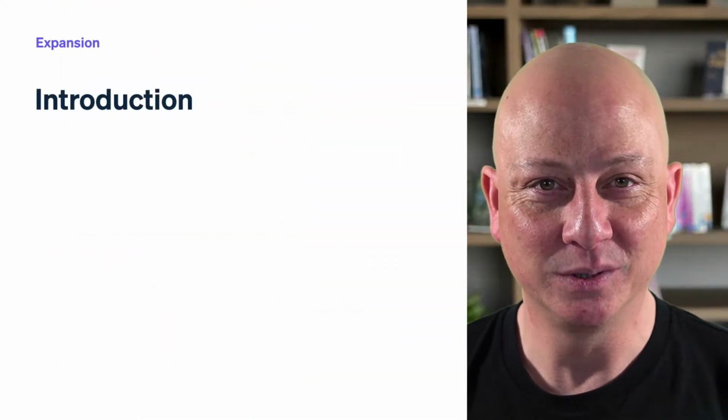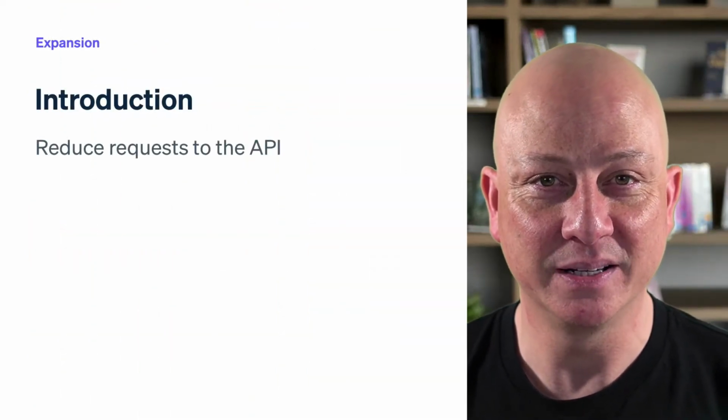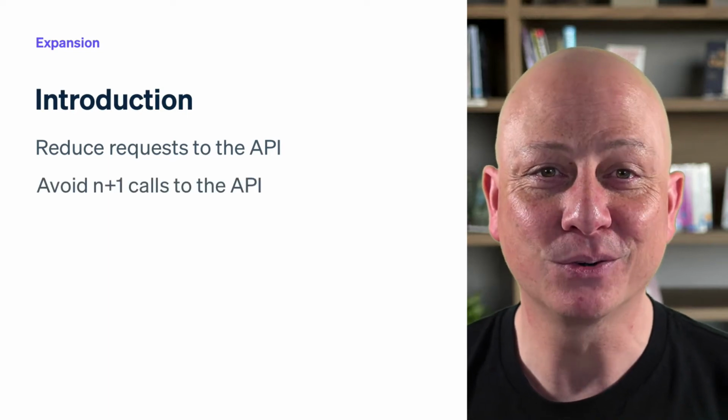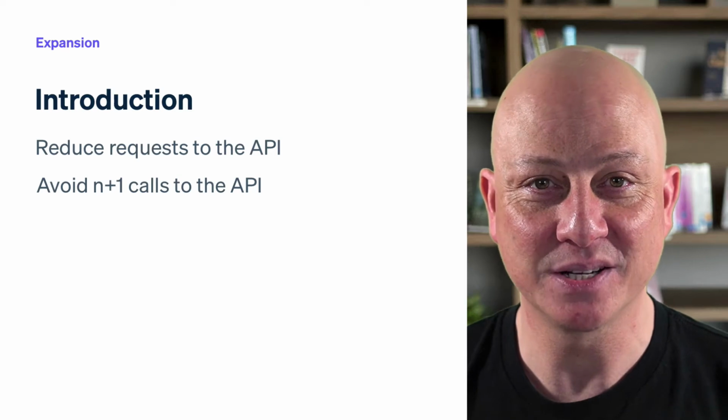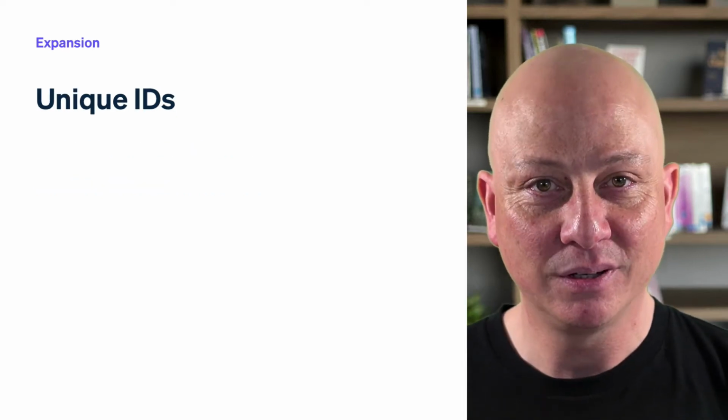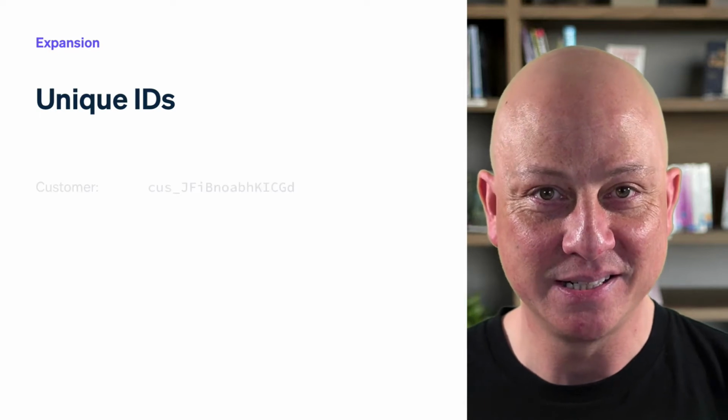In this episode, we'll learn how to reduce the number of requests you make to the Stripe API by expanding objects in responses. This tool could greatly increase the performance of your system by addressing the N+1 problem with API requests. All objects in the Stripe API have unique IDs.